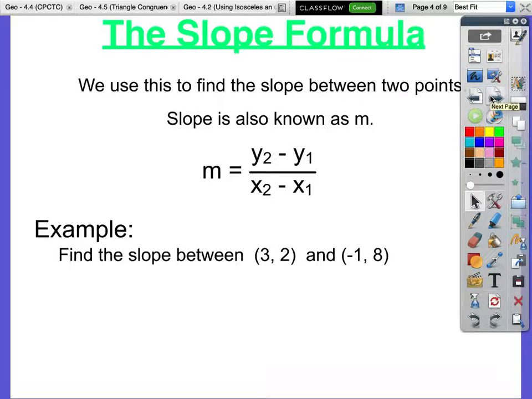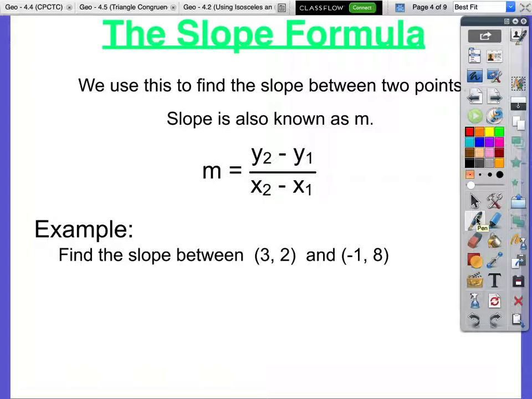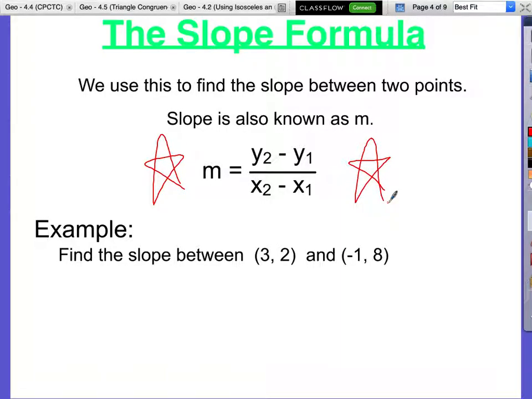So the slope formula. Okay, the slope formula. I want you to write this down, please. I want you to write all of this down, actually. And I would even recommend putting a big old star by this formula. This is going to be something you have to remember. Please write this down.